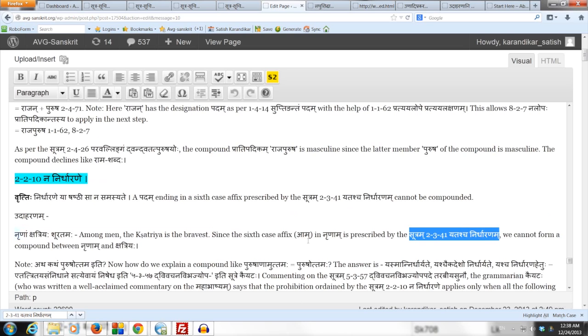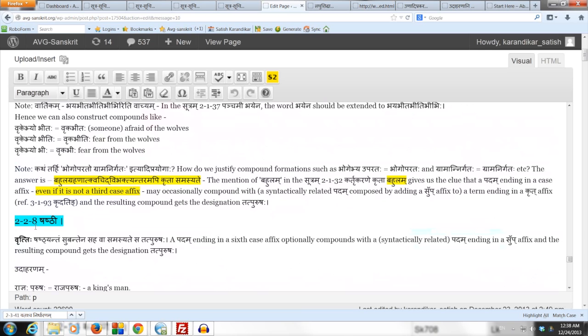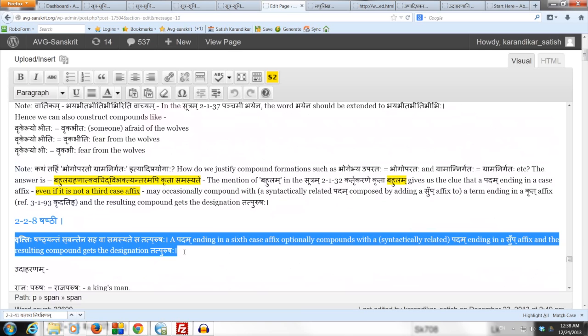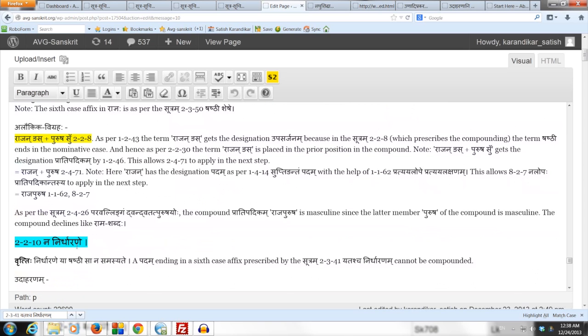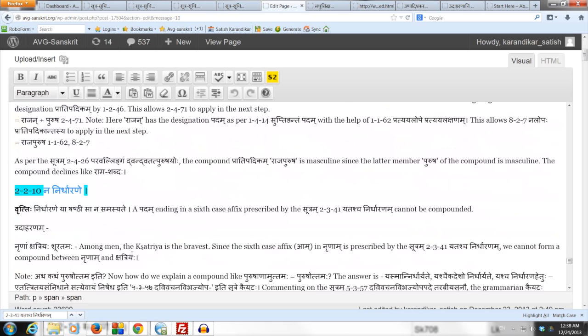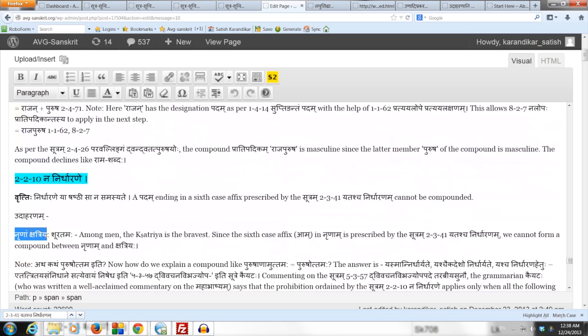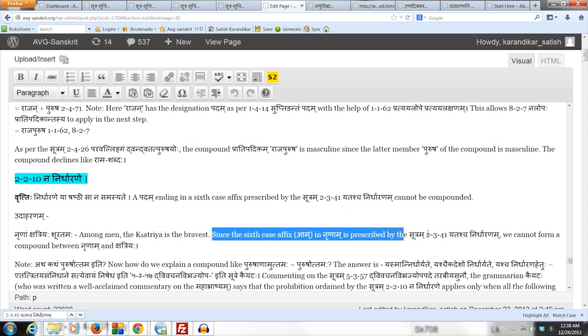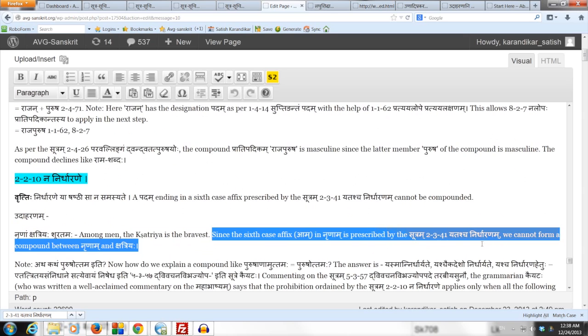And now compounding between Nranam and Kshatriya would normally be possible by the Sutram 2-2-8 Shashti, because all the conditions for applying 2-2-8 are satisfied. But the Sutram 2-2-10 now tells us that compounding cannot be done between Nranam and Kshatriya because the Shashti Bhakti used in Nranam is in the sense of Nirdharane.